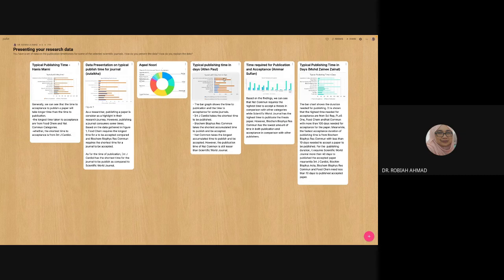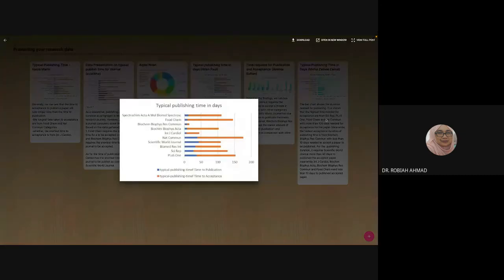Okay, now let's look at Alan's. Maybe Alan can explain why you combined this. Okay, doctor. For the one I did, the reason I combined is that I am able to obtain an accumulated time from publication right up to acceptance. In my explanation, I wrote that netcom takes the longest accumulated time to publish and be accepted. However, the publication time of netcom is still less than Scientific World Journal. So I can see the accumulated time for acceptance and publication.